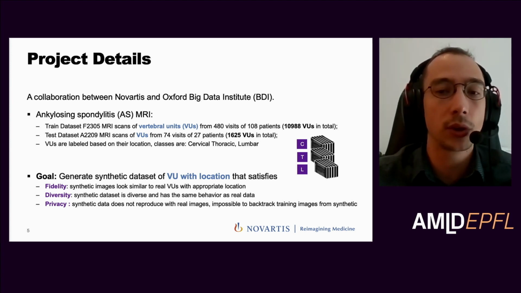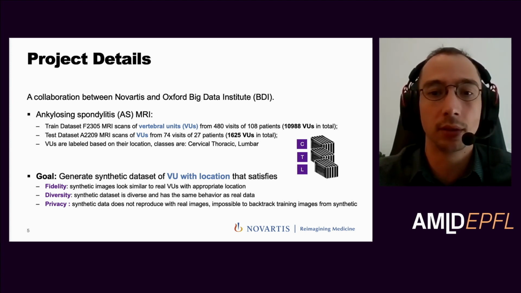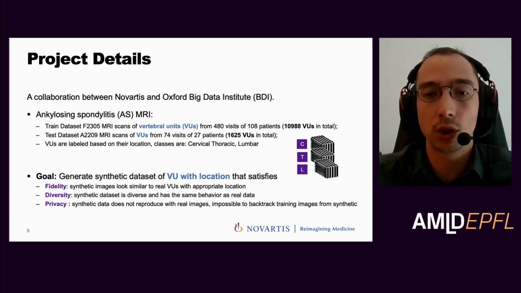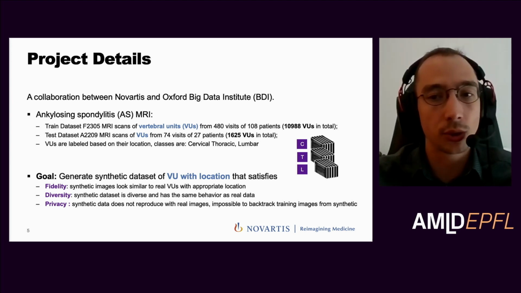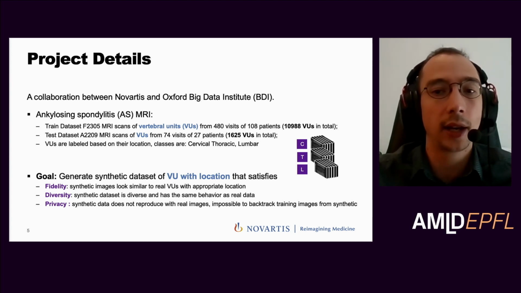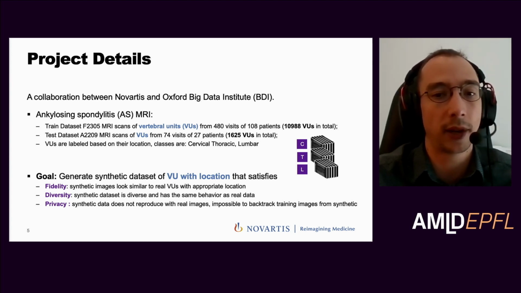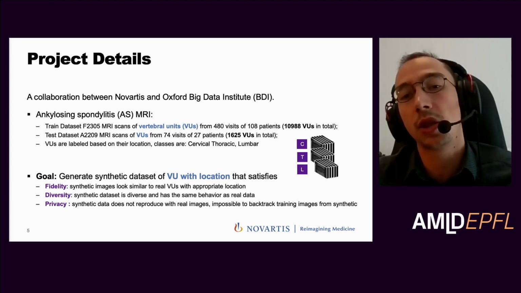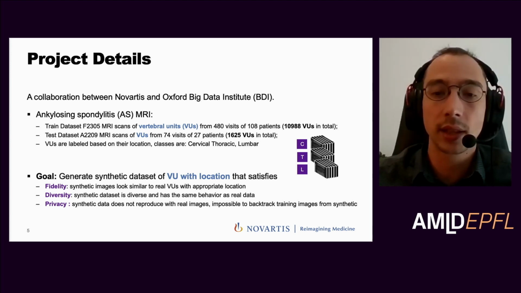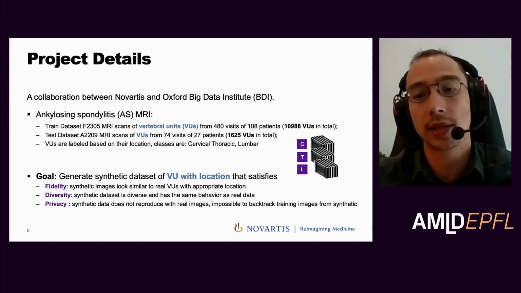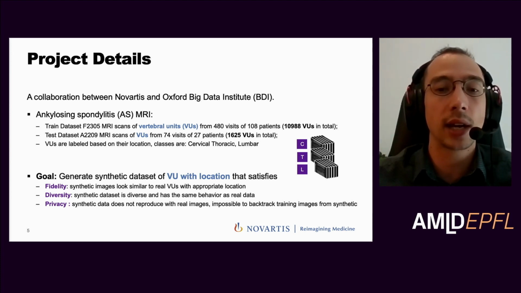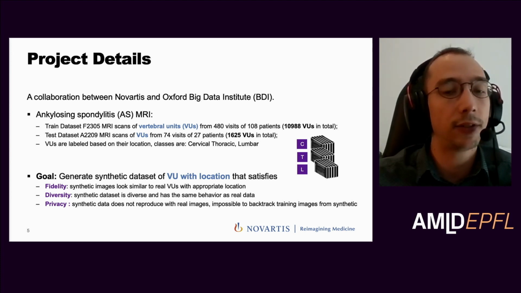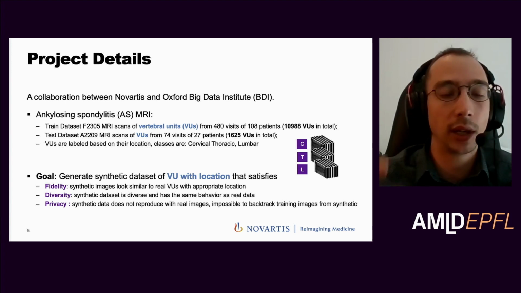And on top of those, we also have labels on the location of those VUs. Cervical is the top of the spine, thoracic is the middle, lumbar is the bottom of the spine. What we want is to generate a synthetic data set, but not just any synthetic data set. We want a synthetic data set that has VU location labels, and that in itself satisfies three core properties.